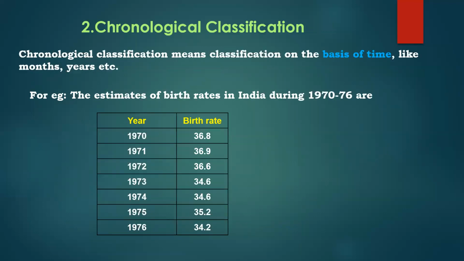Next, what is chronological classification? In chronological classification, the data are classified on the basis of time, months, and years. For example, I've given the example of the estimate of birth rates in India during 1970 to 1976. So the first column here refers to the year, and the second column, the birth rate, refers to the birth rate of that particular year.